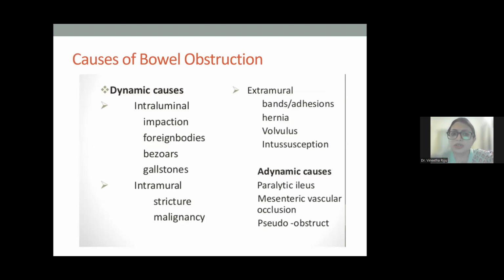The causes of bowel obstruction can be anything. It can be intraluminal, intramural, extramural, or adynamic causes. Intraluminal, where foreign bodies are obstructing; or intramural, where there is a stricture in the intestinal wall, or a malignancy invading in and obstructing. Or it could be extramural, where because of multiple surgeries or radiation there are bands and adhesions, or it could be just a hernia. And again, we have the adynamic causes like paralytic events.